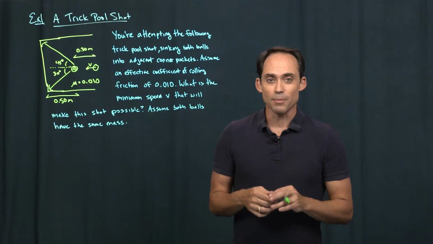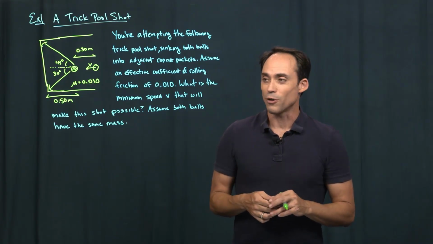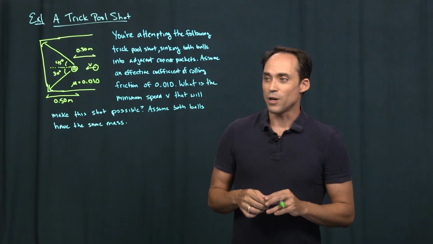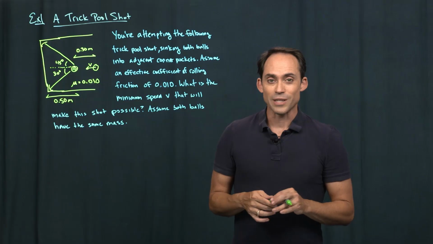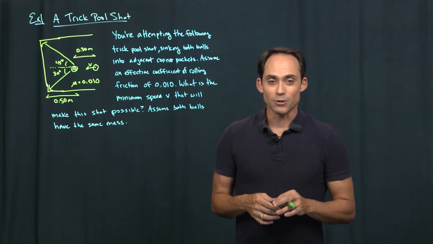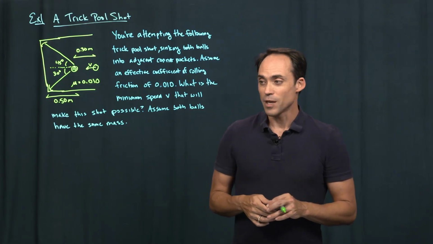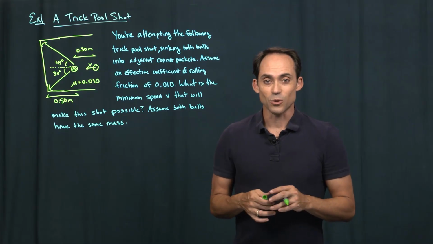There is usually some kind of slowing friction for these cases. That's why you can only shoot a pool ball so far. And so we'll take an effective coefficient of friction of 0.010. It's a very low friction coefficient, and that's what allows these balls to roll quite far. But of course, eventually they do come to a stop. So we do have a dissipative force in this problem, and we'll see how that affects the solution.